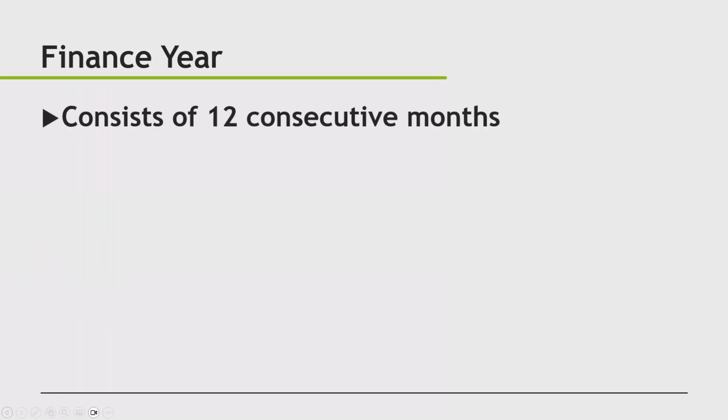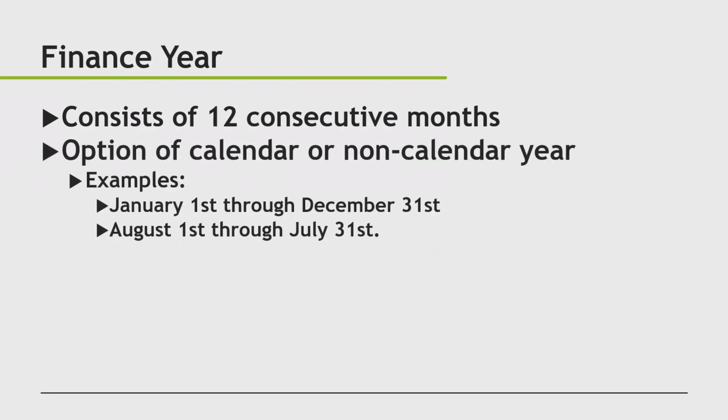So every set of books runs on a finance year, and a finance year is always going to consist of 12 consecutive months. Now, that doesn't necessarily have to be just in January to December. It could be, let's say, August 1st through July 31st. So you can go either way you want to with that.